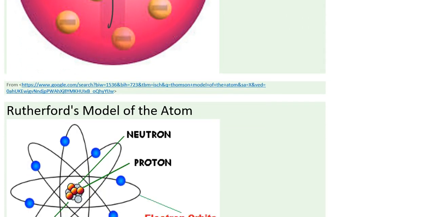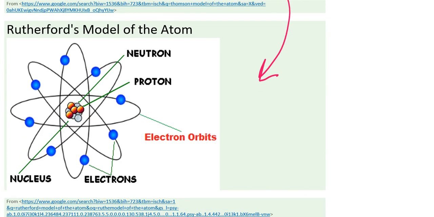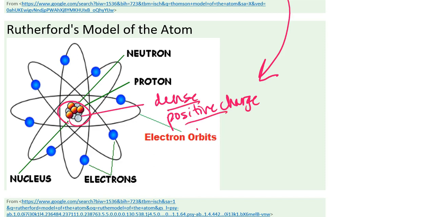However, we know that that model was relatively short-lived because eventually Rutherford came along and using his gold foil experiment, he was able to actually prove that in the center of the atom, there's this dense region of positive charge, and that this region also contains most of the atom's mass. And that region is the nucleus.